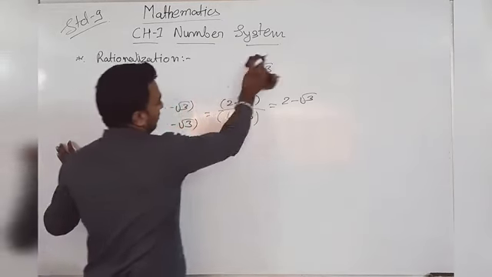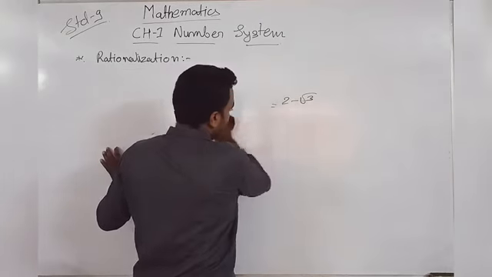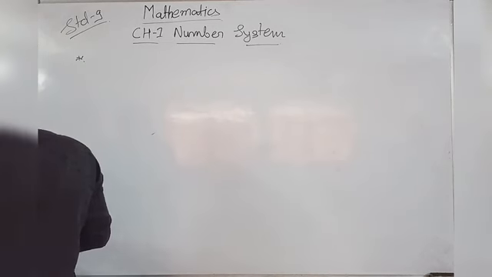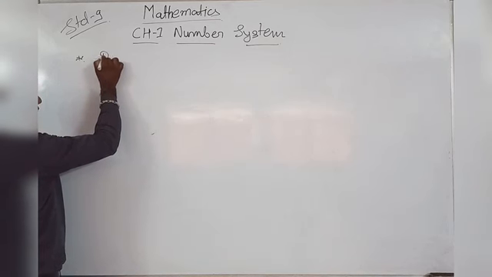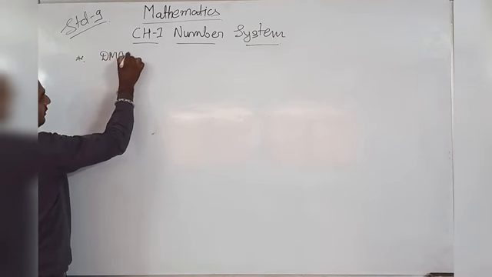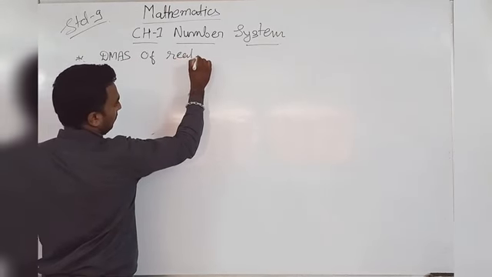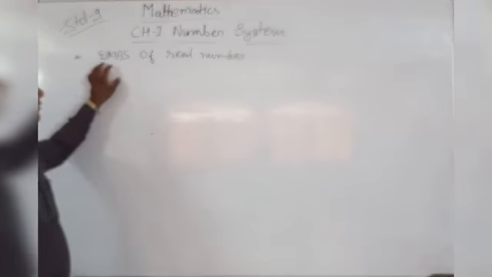Now next we do the sums of real numbers: multiplication, addition, subtraction, division of real numbers. This is the math of real numbers. The math means division, multiplication, addition and subtraction. Now first we have to take the division of the numbers.